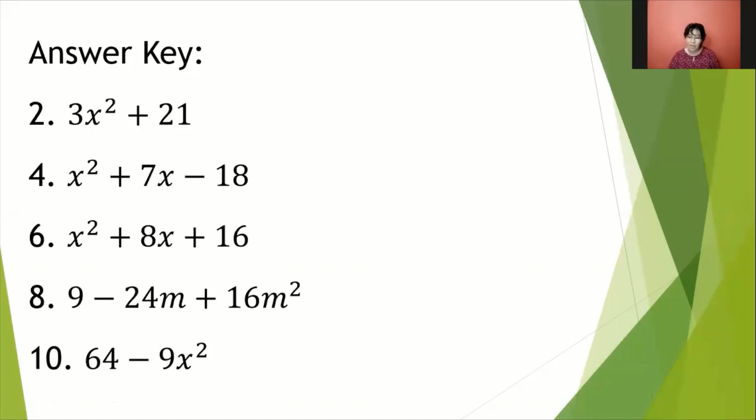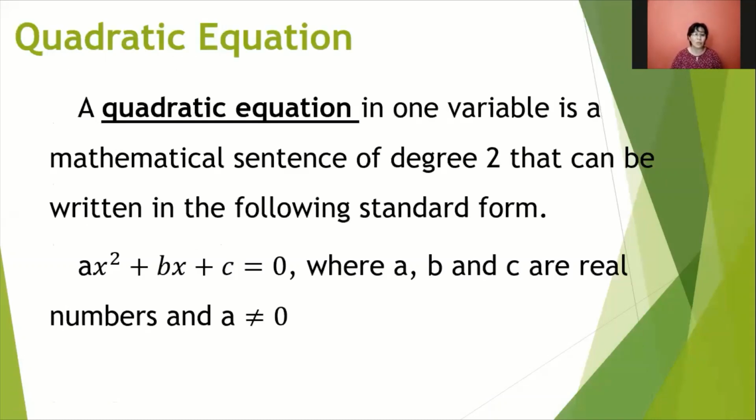Now, are you ready to learn about quadratic equations? Quadratic equation came from the Latin word quadratus, which means square. Here is the definition of the quadratic equation. A quadratic equation in one variable is a mathematical sentence of degree 2 that can be written in the following standard form: ax squared plus bx plus c is equal to 0, where a, b, and c are real numbers and a is not equal to 0.